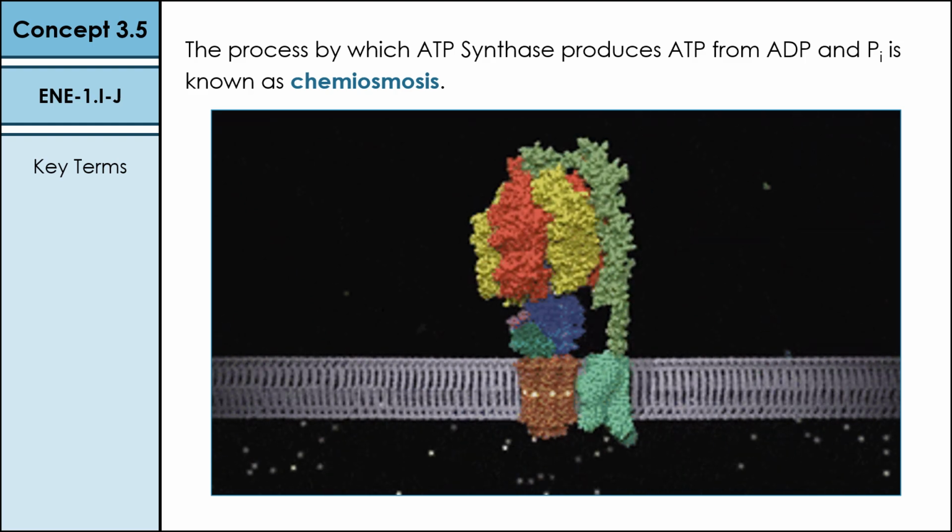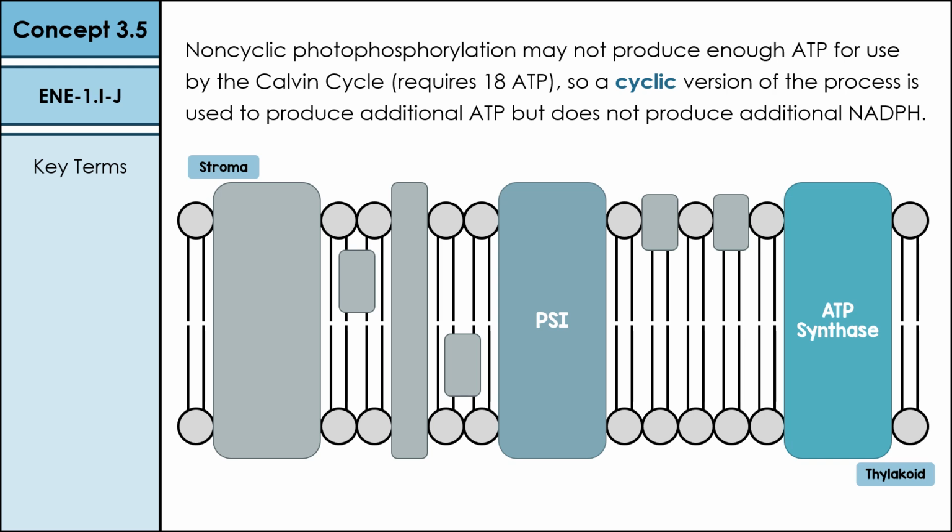So the unfortunate thing is that plant cells don't often create enough ATP for use in the Calvin cycle. The Calvin cycle requires a total of 18 ATP molecules in order for it to function optimally. So we have a secondary version of photophosphorylation known as cyclic photophosphorylation that helps us to produce extra ATP molecules, but without creating additional NADPH. So cyclic photophosphorylation does not require both of our photosystems. It only requires photosystem 1, and so it operates in a slightly different way. So this is what we will look at next.